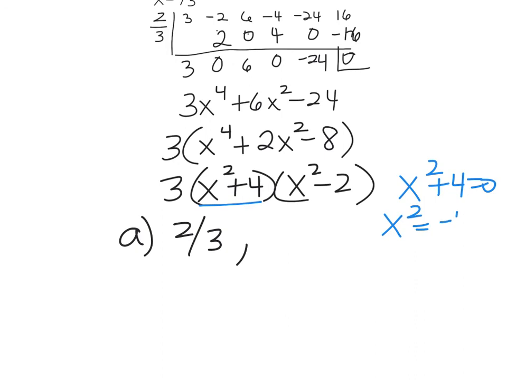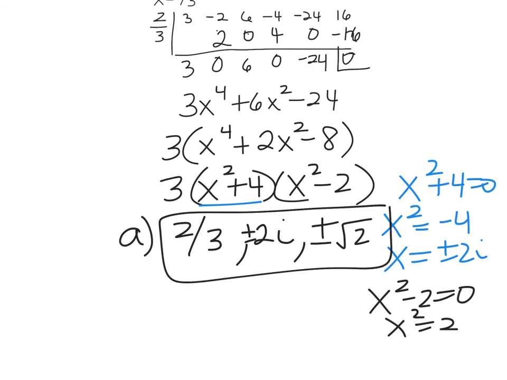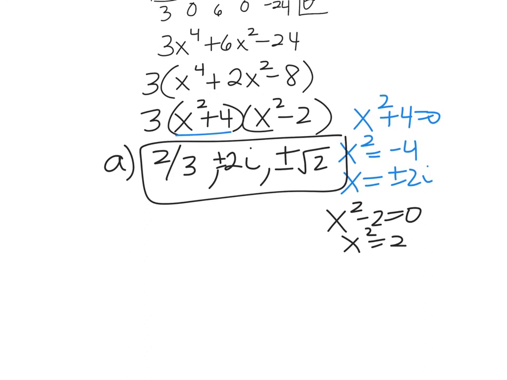Take the plus and minus square root. 2i. That's where your complex ones come from, plus and minus. And then we already found this one, right? X squared minus 2. Andrew knew that one. X squared equals 2, so plus and minus rad 2. Those are the 5 zeros of this polynomial. Pretty cool, huh? 1 rational, 2 irrational, 2 complex.